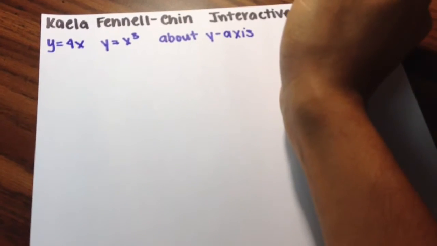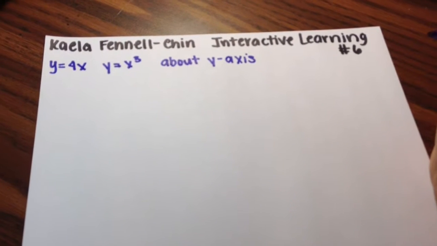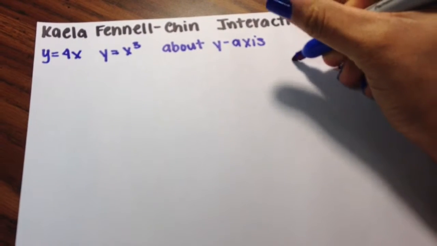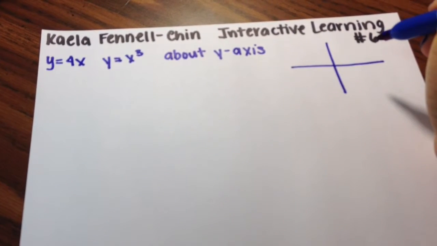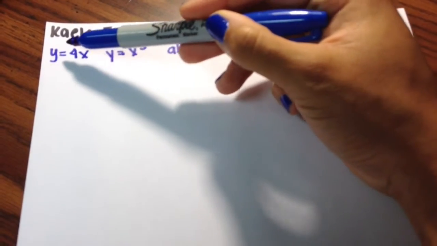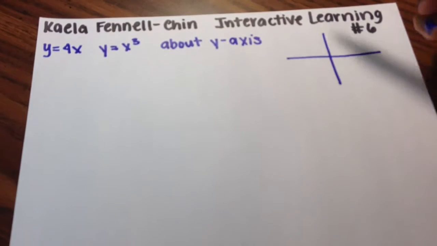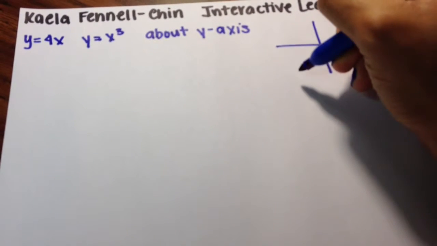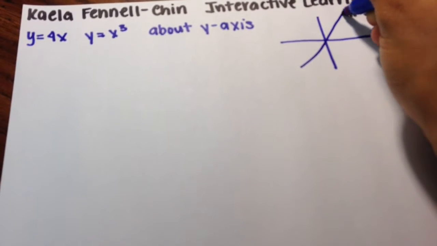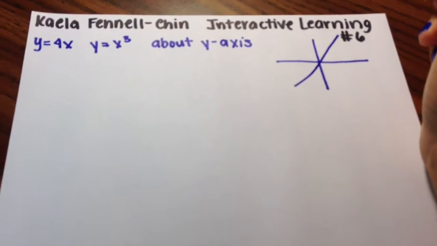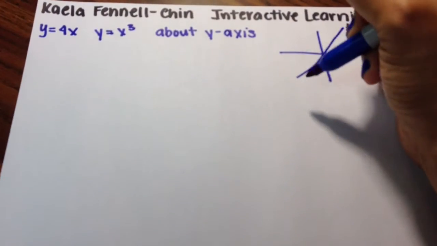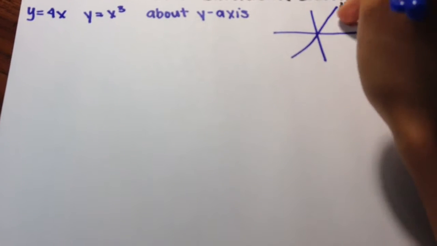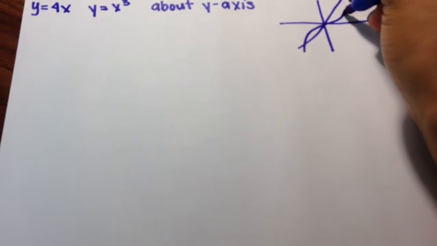What I usually do first is make a graph so I can see what it looks like. y is equal to 4x is just like y is equal to x, a straight diagonal line, and the 4 means it's going to be increasing faster than usual. For the other one, we know what a cube root looks like. The problem says x is positive, so it's only going to be this side. If I were to actually draw it, it'd be something like that.